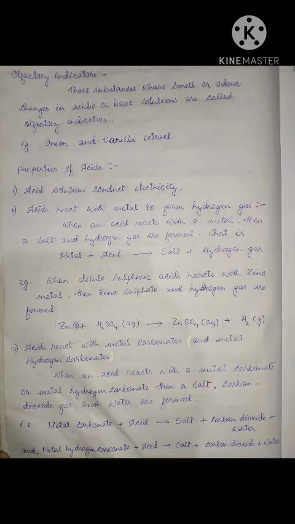Third one is acids react with metal carbonates and metal hydrogen carbonates. When acid reacts with a metal carbonate or metal hydrogen carbonate, then a salt, carbon dioxide gas and water are formed. That is, in short form, metal carbonate plus acid to form salt plus carbon dioxide plus water, and metal hydrogen carbonate plus acid to form salt plus carbon dioxide plus water.